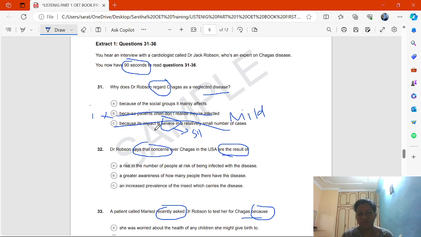Okay, please once more. Today we're talking to Dr. Jack Robson, a cardiologist and Chagas disease specialist in the USA. Dr. Robson, what is Chagas disease and why is it referred to as a neglected disease? Chagas is caused by a parasite called Trypanosoma cruzi. Most sufferers become infected when they're bitten by an insect, commonly known as the kissing bug, which carries the parasite. Right. People often don't realize they've been bitten, and during the initial phase of the infection, symptoms are normally mild or absent. Okay. 70% of those infected never develop complications.